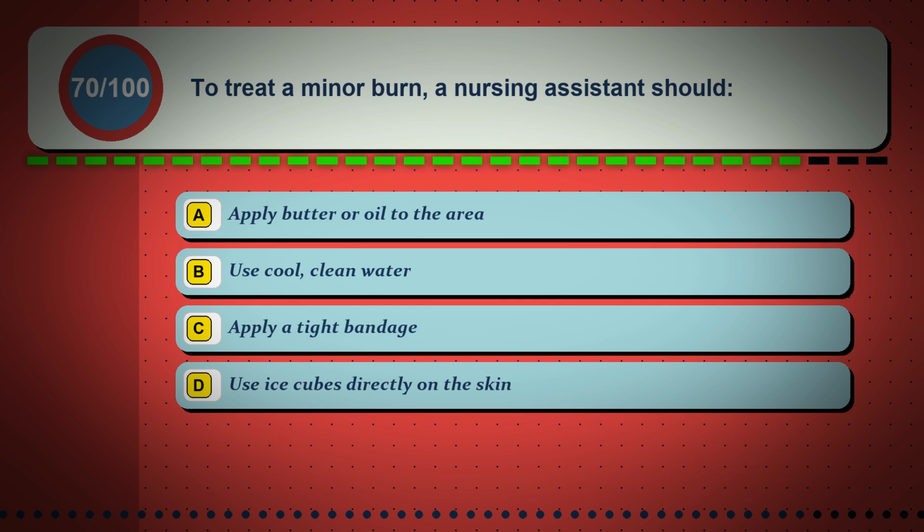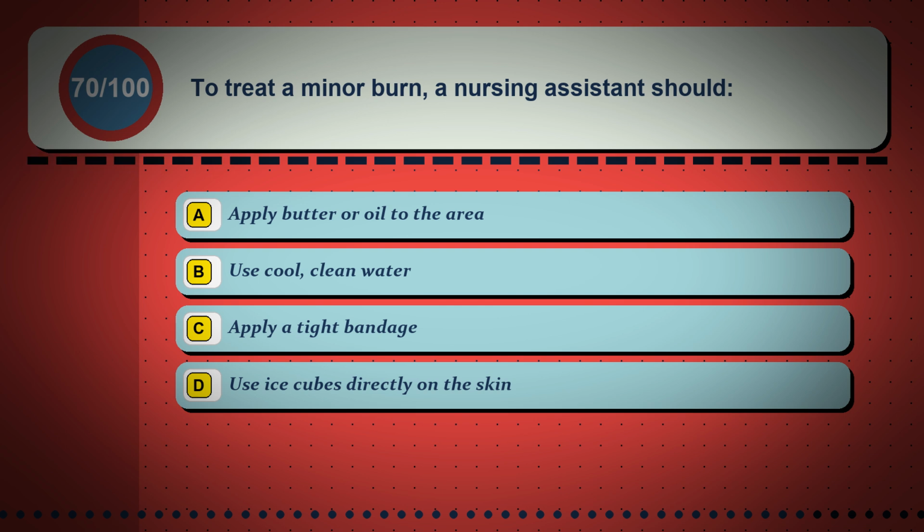Question 70. To treat a minor burn, a nursing assistant should. Option A, apply butter or oil to the area. Option B, use cool, clean water. Option C, apply a tight bandage. Option D, use ice cubes directly on the skin.